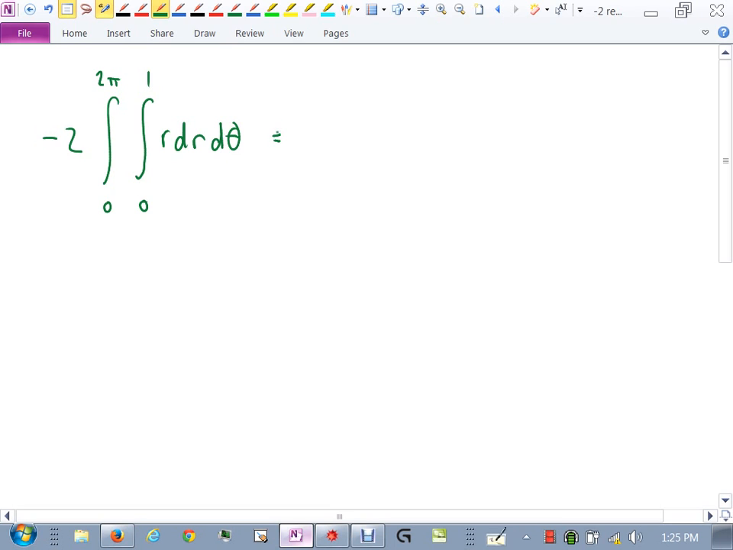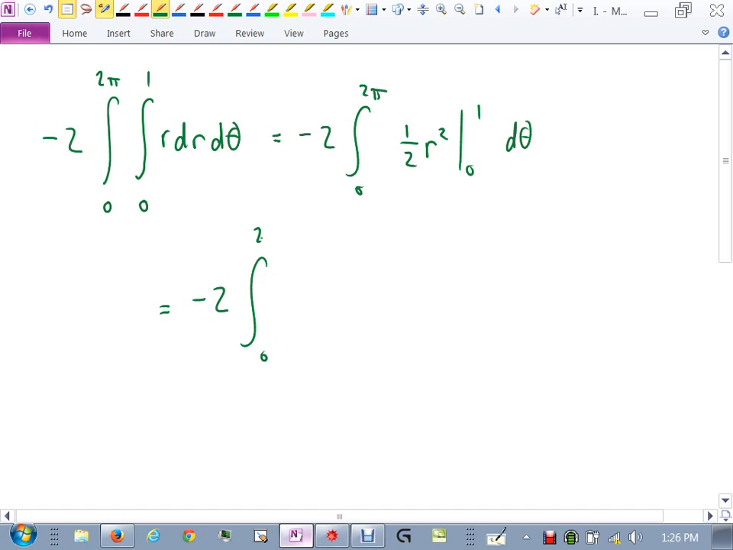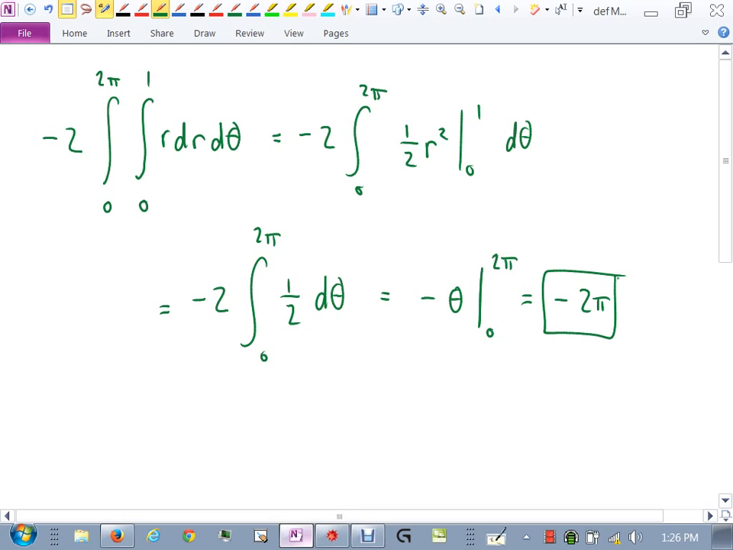So now do the inner one, or you can do them separately, whichever way. I'm just going to do them separately. Antiderivative of r is 1/2 r squared. Evaluate 0 to 1. So what do we get there? 1/2. So now we're integrating 0 to 2 pi of 1/2 d theta. We can pull the 1/2 out. So that's just negative theta integrating 0 to 2 pi. So you get -2 pi. Same answer, right?